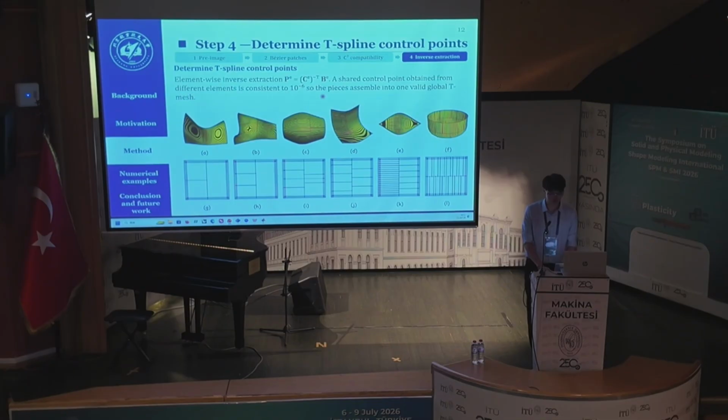In step 4, we determine the T-spline control points, element by element. PE equals CE inverse transpose times BE. The shared control points computed independently from different elements are numerically consistent, so they combine into a single valid global T-mesh. And we have demonstrated some examples here.